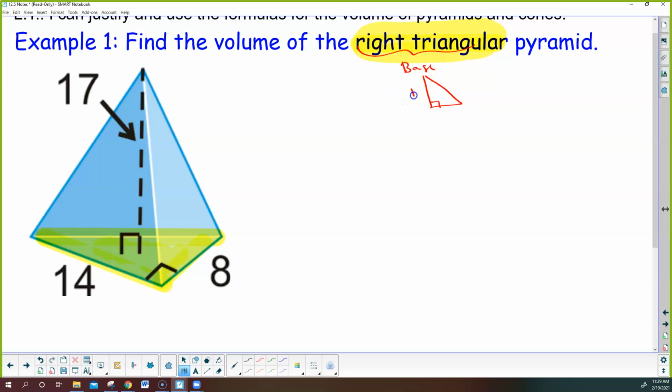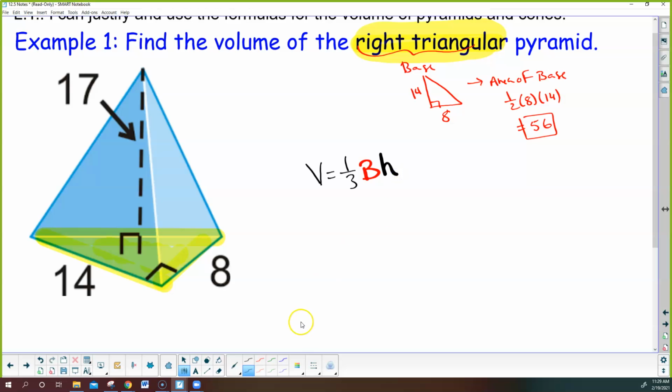So in the base alone, you've got a right triangle, and I could call the base and the height 8 and 14. So then if I want to find the area of the base, well, that's 1/2 times 8 times 14, which is 56. So there's the area of my base. And then all I have to do for volume is 1/3 the area of the base times the height.